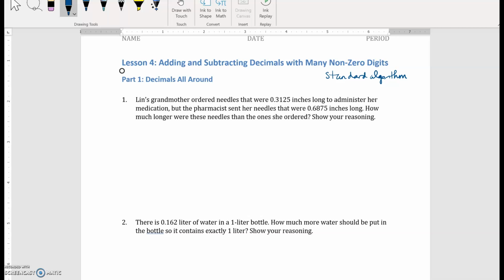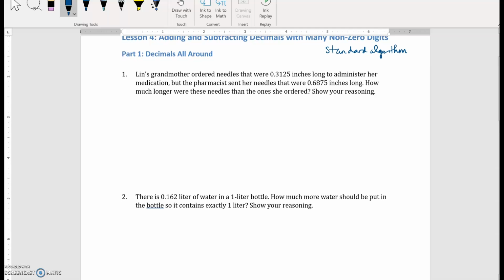To do so, we're going to start off by looking at two word problems and thinking about a couple of things when we read word problems. We should always think about what operation we're going to use to solve the problem, write a mathematical statement to help us solve it, and then find the sum or the difference. Let's start with number 1.